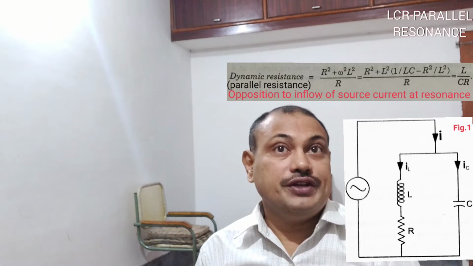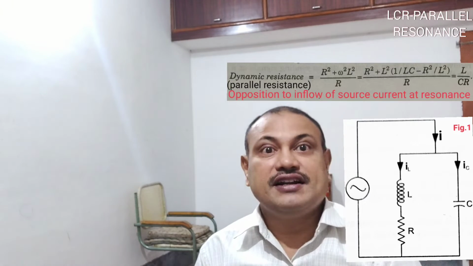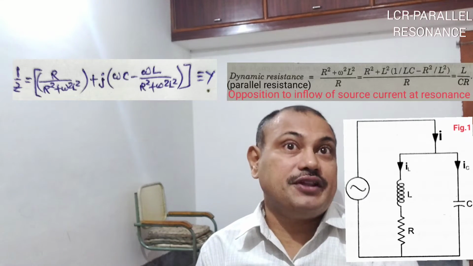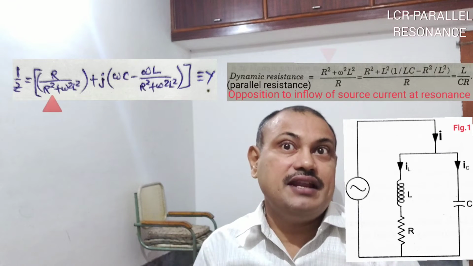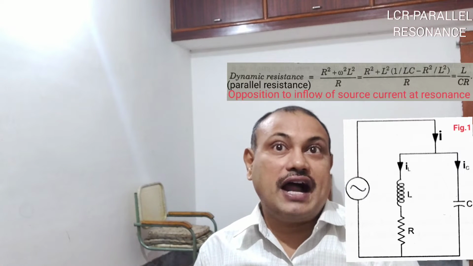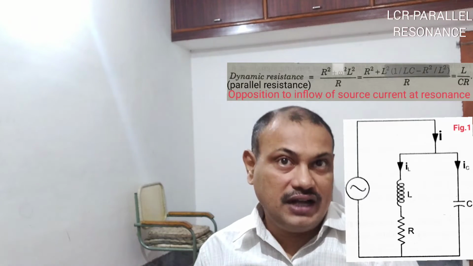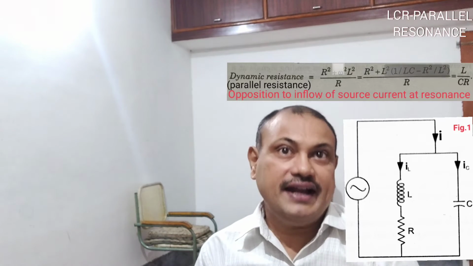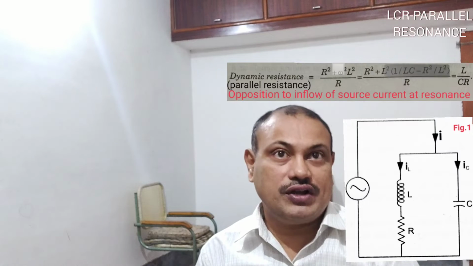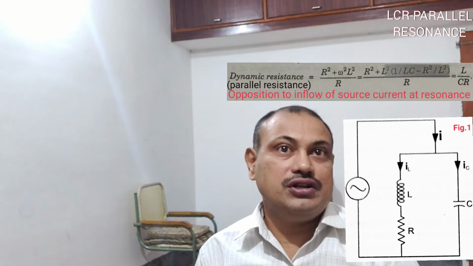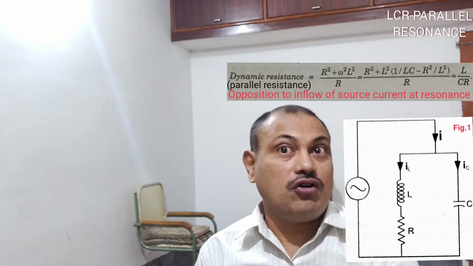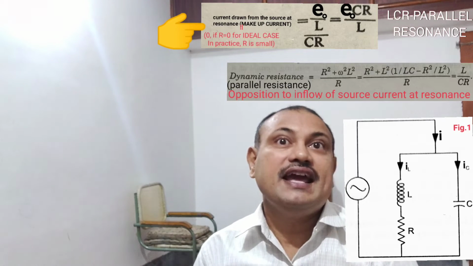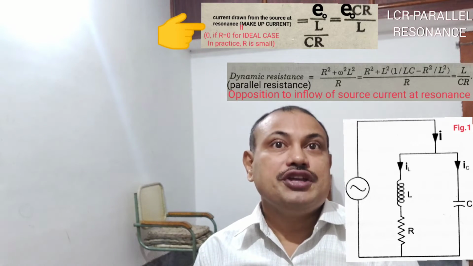The opposition to the inflow of source current at resonance is called dynamic resistance, or parallel resistance, which is the reciprocal of the real part of the admittance. Therefore, we can write the dynamic resistance as R squared plus omega 0 squared L squared upon R, which on substitution of omega 0 gives R squared plus within bracket 1 upon LC minus R squared by L squared times L squared, whole upon R, which gives L by RC. The current drawn from the source at resonance, also known as makeup current, can be written as E0 upon L by RC, which is E0 RC by L.